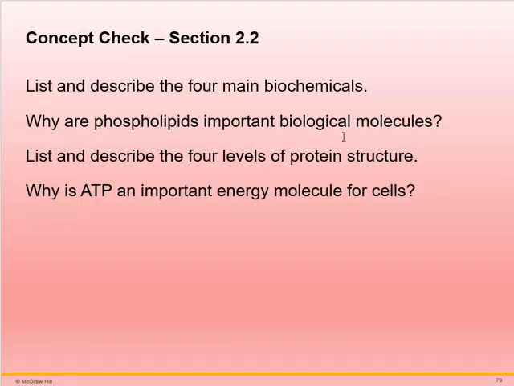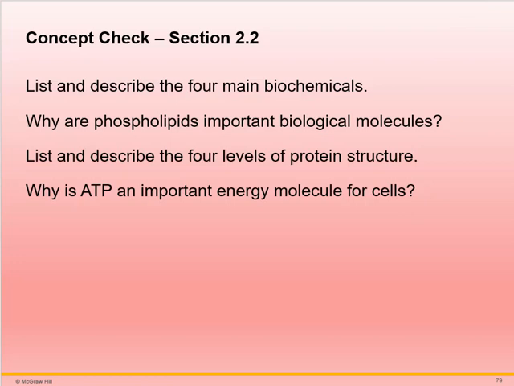So our concept check for this section is to list and describe the 4 main biochemicals. Why are phospholipids important biological molecules? List and describe the 4 levels of protein structure. Why is ATP an important energy molecule for cells?